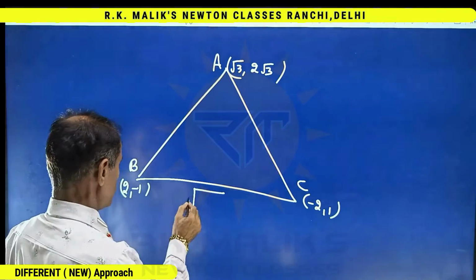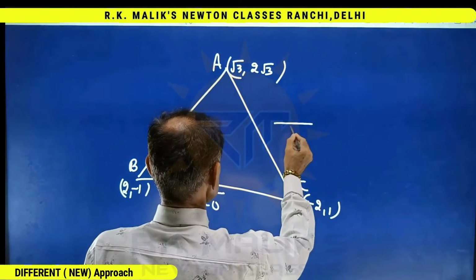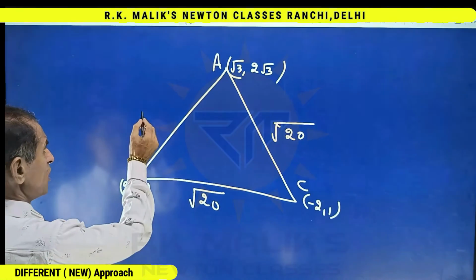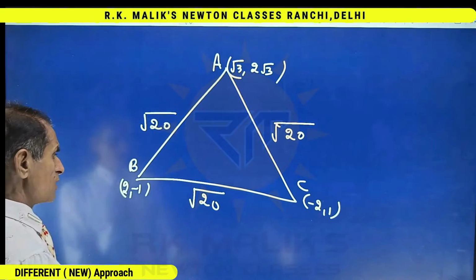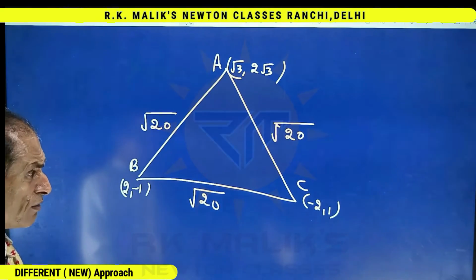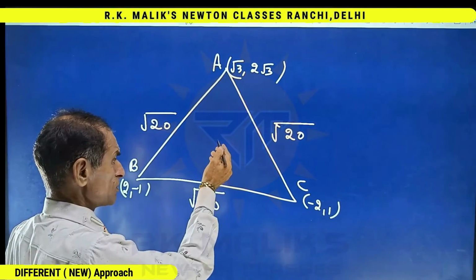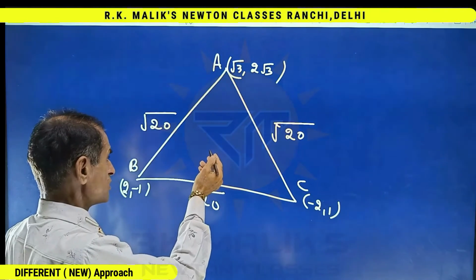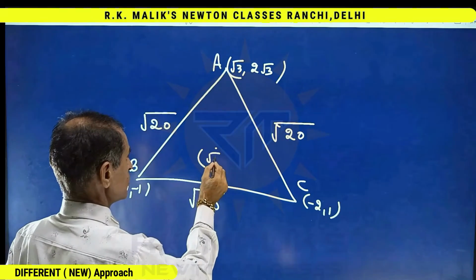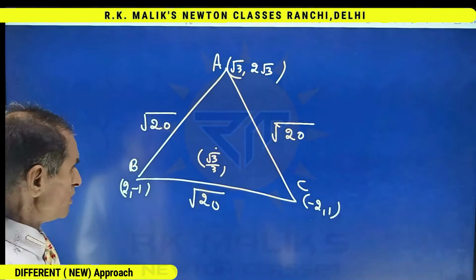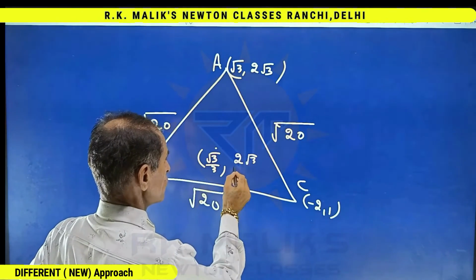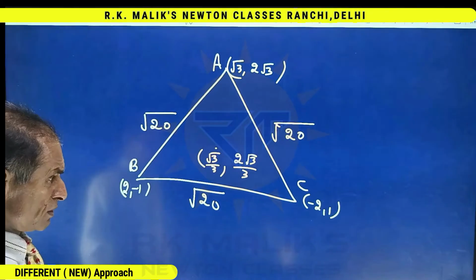To find the coordinates of the incenter, now we find the lengths of all the sides. This length will be clearly √20. This length will also be clearly √20. This length will also be clearly √20. Hence, I can say it is an equilateral triangle. In the case of an equilateral triangle, the centroid, incenter, circumcenter, orthocenter are all at the same point. The x coordinate of the centroid is clearly √3 by 3, and the y coordinate of the centroid will be 2√3 by 3.